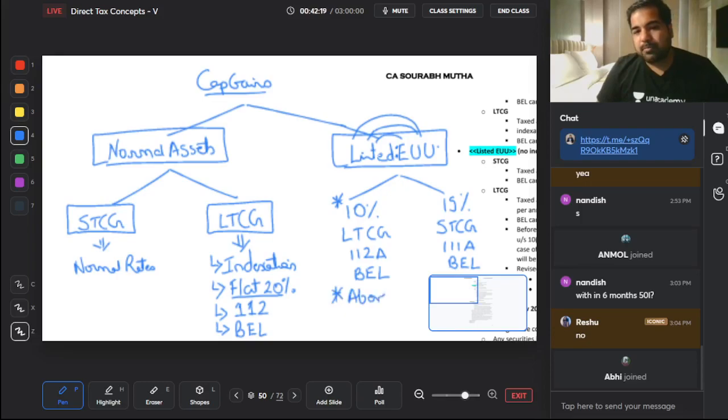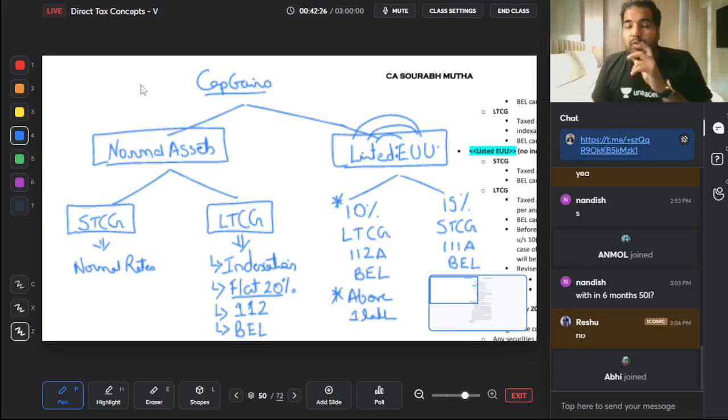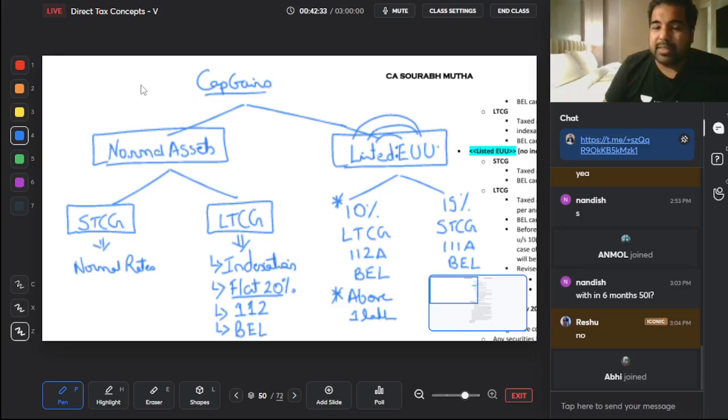That means, what if my listed UU, I buy Reliance shares and I sell Reliance shares and I make a profit of 1,40,000. On 1 lakh there will be no tax, only on 40,000 there will be 10%. So this is a benefit. Yes, this is a great benefit.